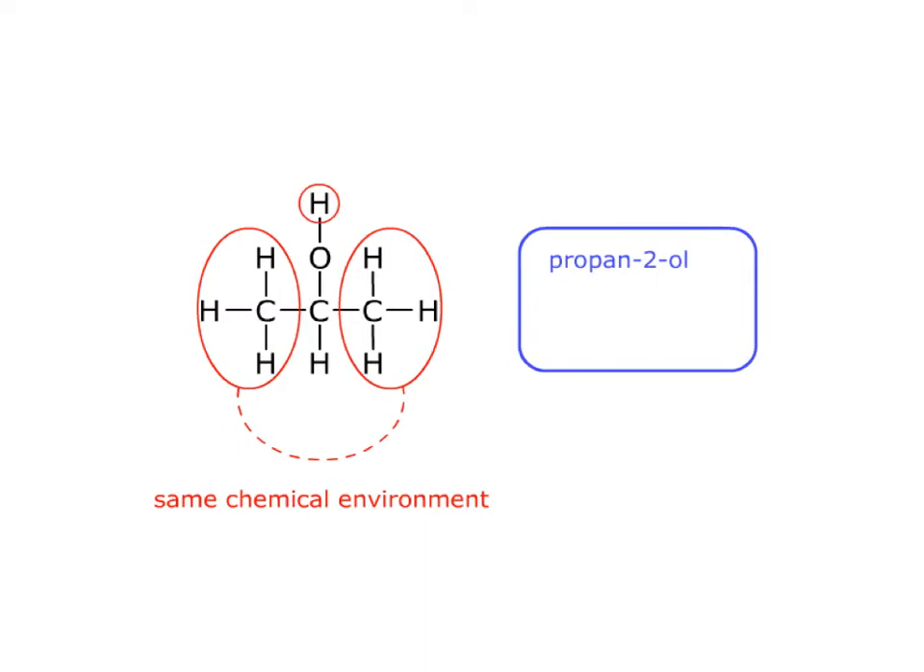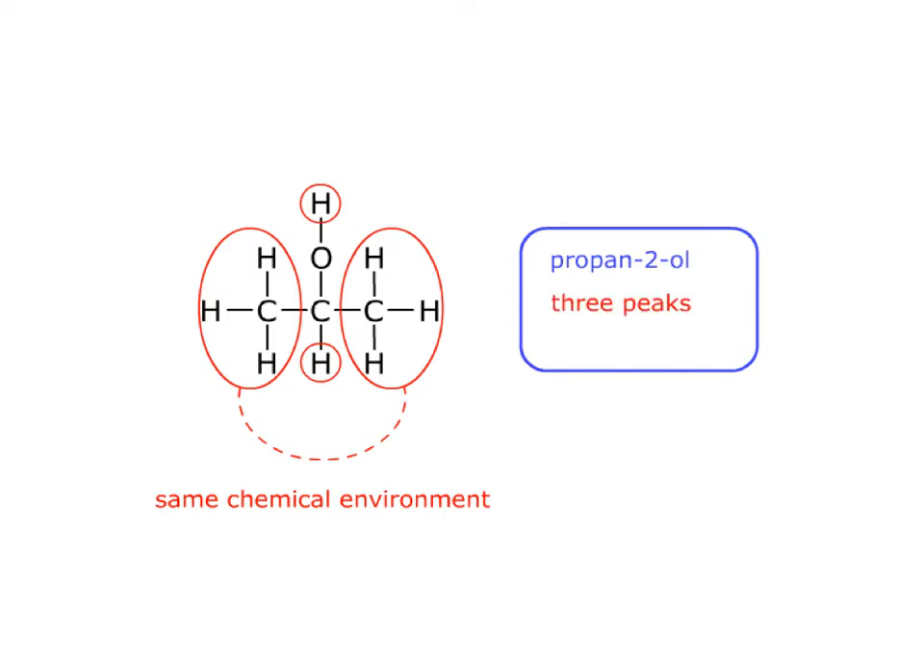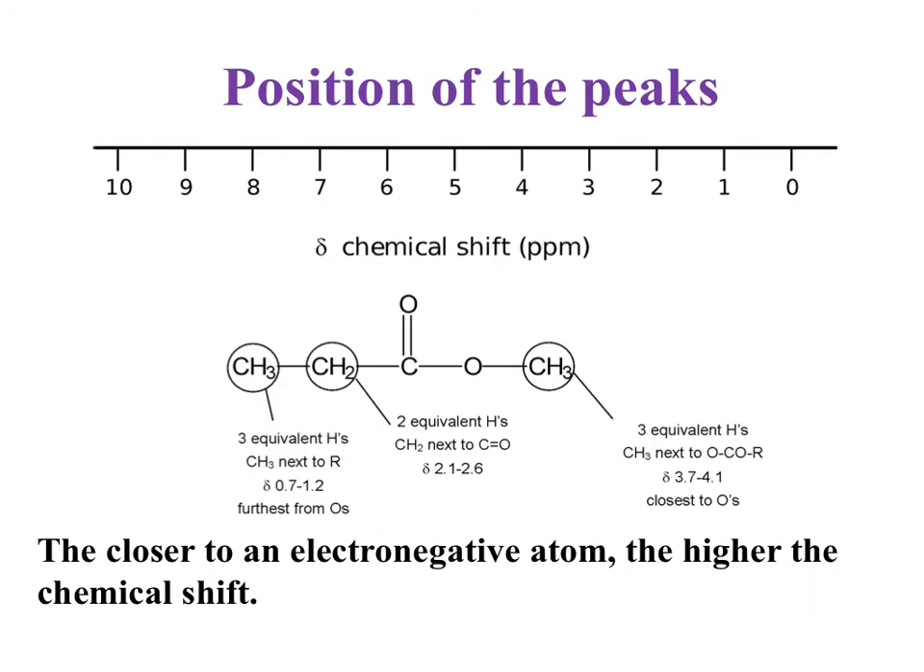Then I have got another hydrogen here joined to the O, and I've got my 4th hydrogen here. So for propan-2-ol, I'm expecting 3 peaks in the ratio 6, because of those 6 equivalent hydrogens, to 1 to 1. And remember, it's the area under the peaks that will give us this ratio.